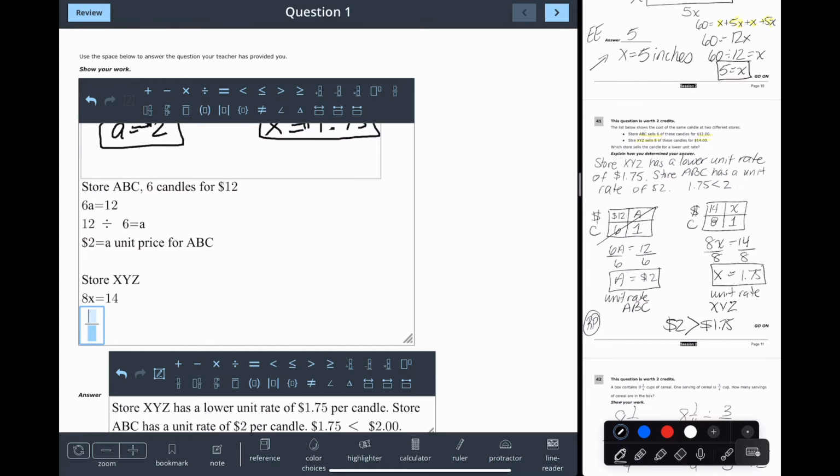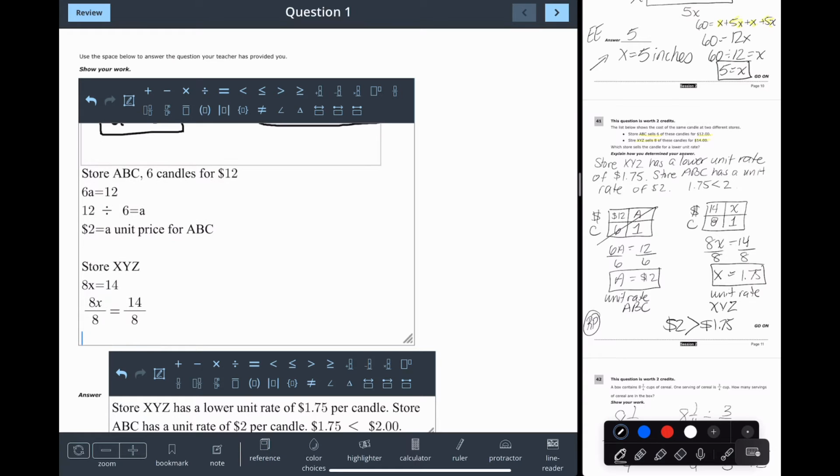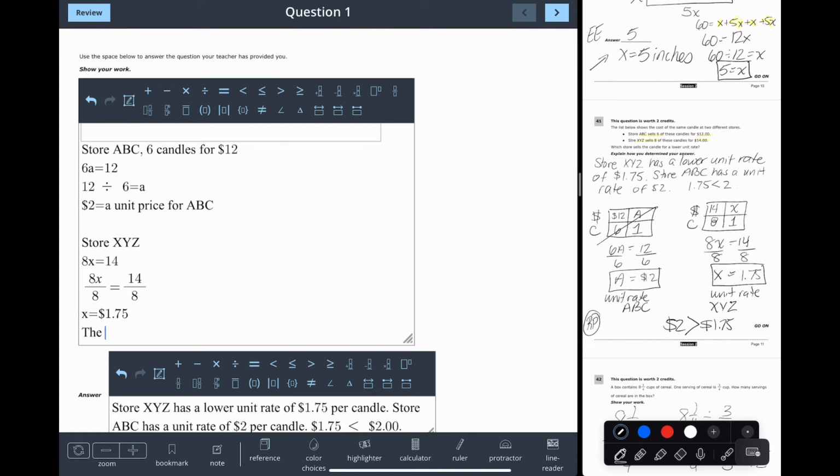And this is why I want you to practice this. So you can make these decisions on the day of. How do you want to do this? x is equal to $1.75. I want a lowercase x. I like a lowercase x. The unit rate for XYZ is $1.75. So just think about all the different things that I would have to do here.